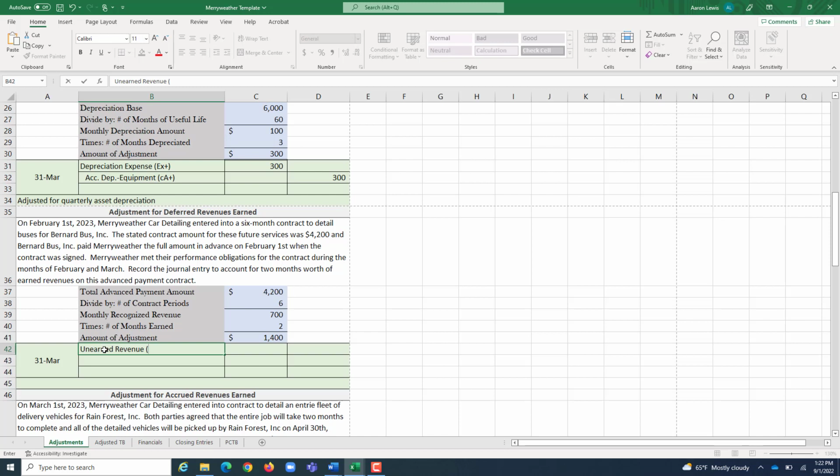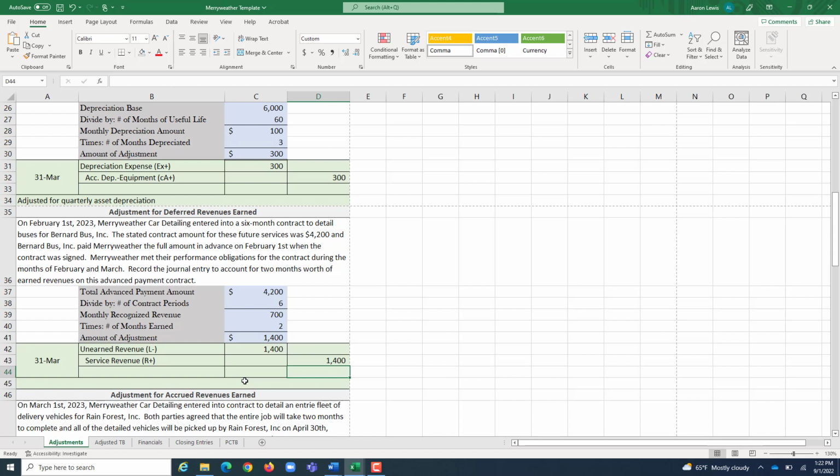We don't owe them as much work in the future, which means we need to reduce our liability to Bernard's Bus. And like all liability accounts, unearned revenue goes down with a debit. So we're going to debit unearned revenue for $1,400. And now that we've actually performed our obligations, we can record this as service revenue and adhere with that good old GAAP revenue recognition principle.